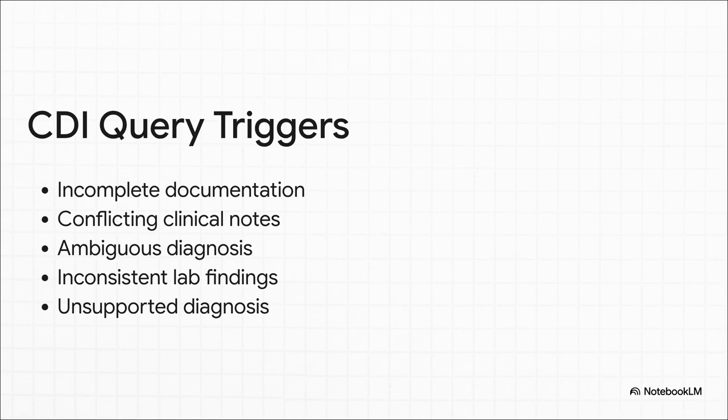They query for conflicting notes, like if a nurse's note totally contradicts the discharge summary. They also have to stop and ask if a diagnosis is ambiguous, if it's inconsistent with lab results, or if it's just completely unsupported by the clinical evidence in the chart.